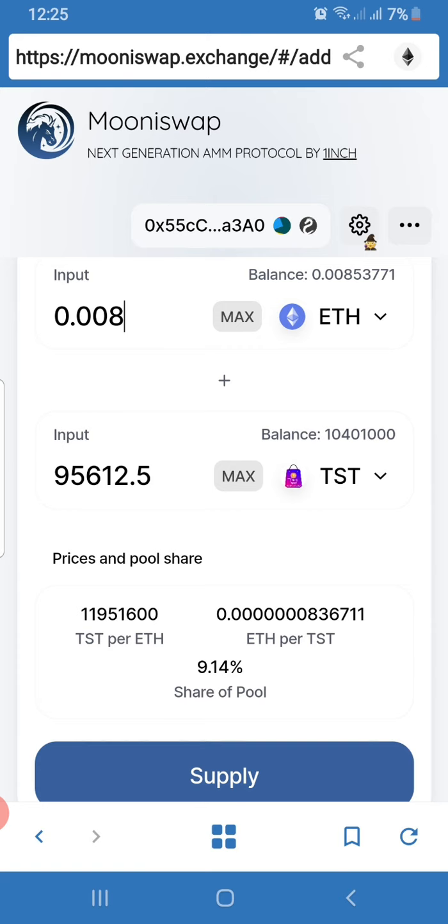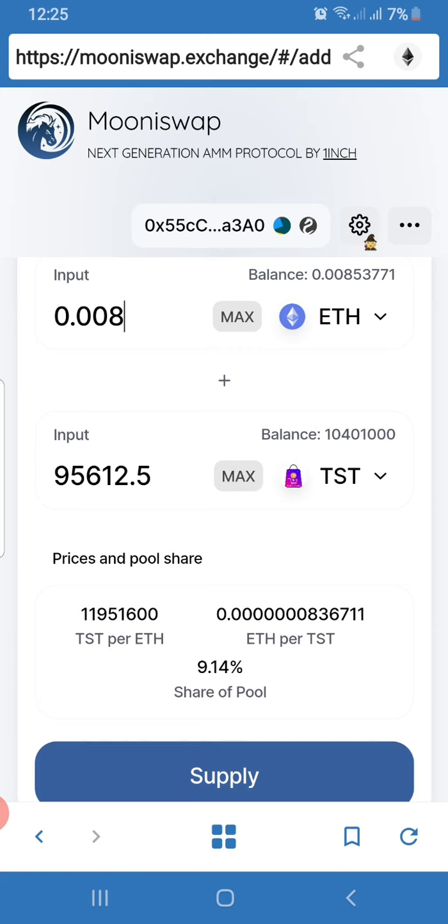After entering the amount, what I have here in my wallet is 0.008 Ether. So I put in the amount as a test. I didn't go ahead with the transaction, just to show you guys. By adding 0.008, it means I will need about 95,612.5 TST to supply to provide liquidity.